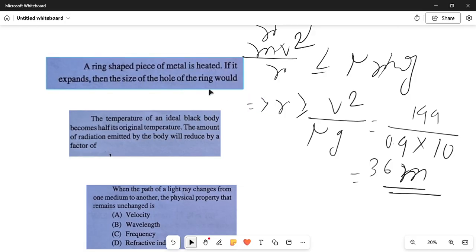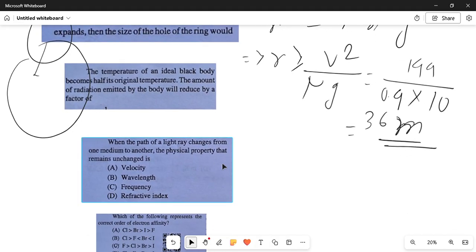If a ring-shaped piece of metal is heated, it means its circumference increases. So now its circumference will be bigger. Firstly the ring circumference is 2 pi r, now the circumference is 2 pi r prime, where r prime is greater than r. The circumference increases. So this is one basic concept: if the circumference increases, the size of the hole of the ring also increases.